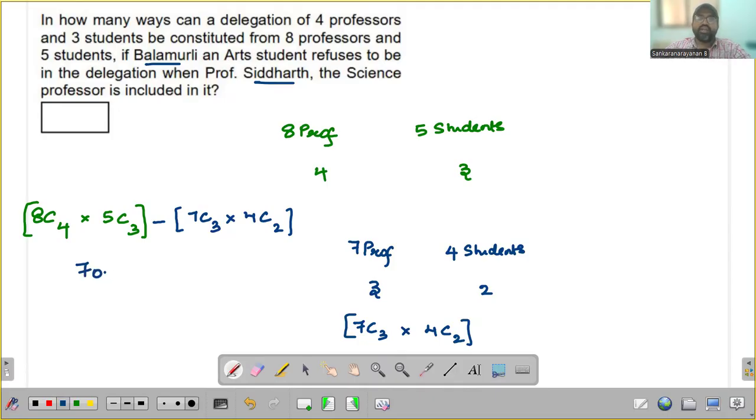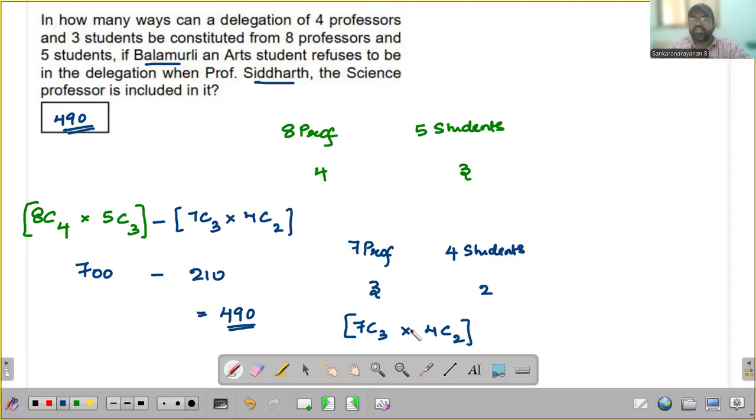From 700, you exclude the possibilities where Balamurali and Professor Siddharth are together in the delegation, right? So that is 7C3 into 4C2. That value comes as 210. So you have to perform 700 minus 210, and the result is equal to 490. So for this question, the final answer will be 490.